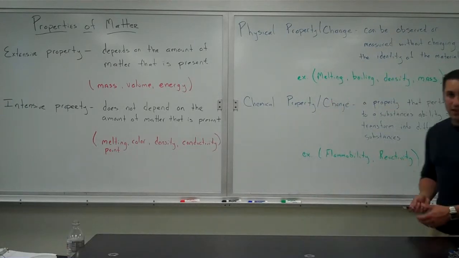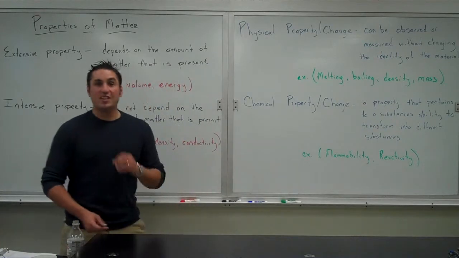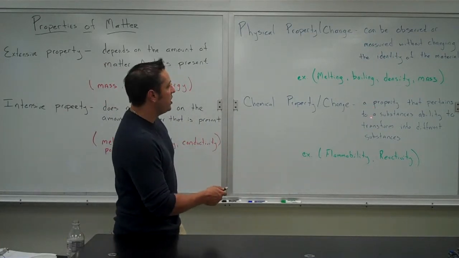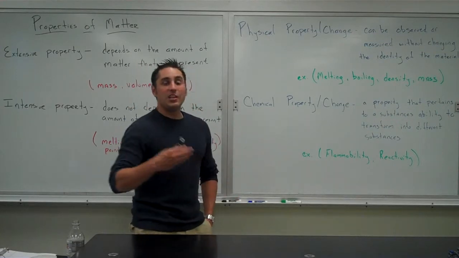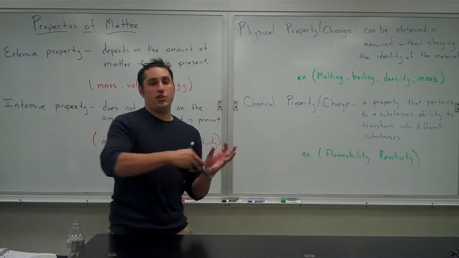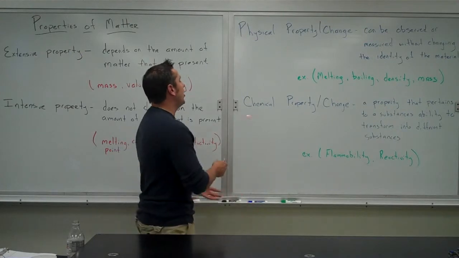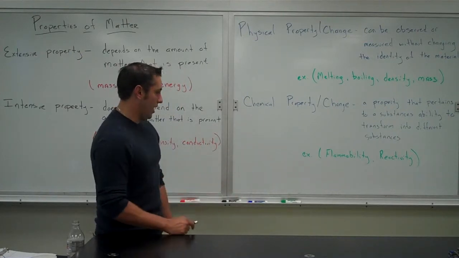Chemical changes, on the other hand, cannot be done without changing the identity of the substance. A property that pertains to a substance's ability to transform into something different. You start with substance A, it turns into substance B, right? And its ability to do so is a chemical property, and the process of doing it is a chemical change.